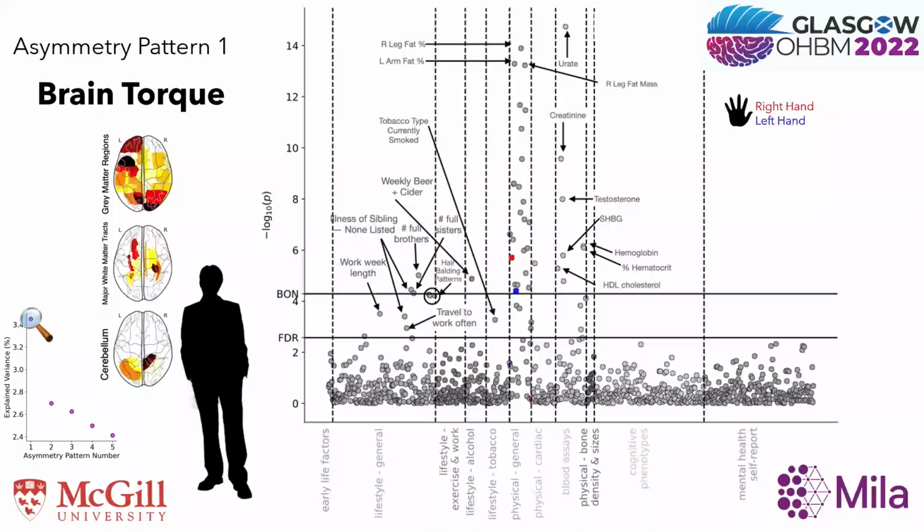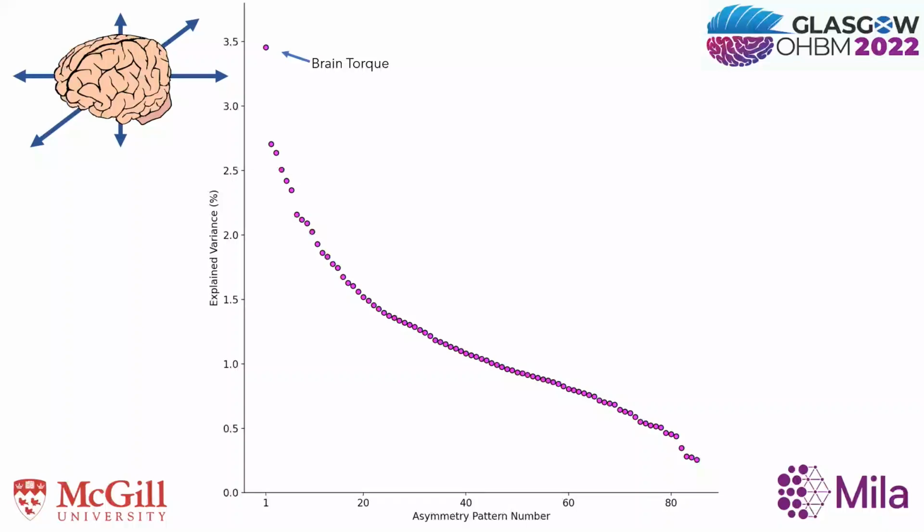We also see a notable lack of associations with cognitive and mental health phenotypes, which is interesting because we know that brain asymmetry, functional brain asymmetry, is linked to language. However, we also know that with a single model, we identified multiple brain asymmetry patterns.